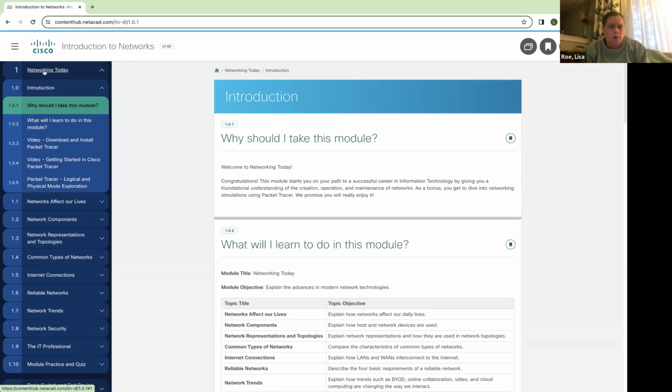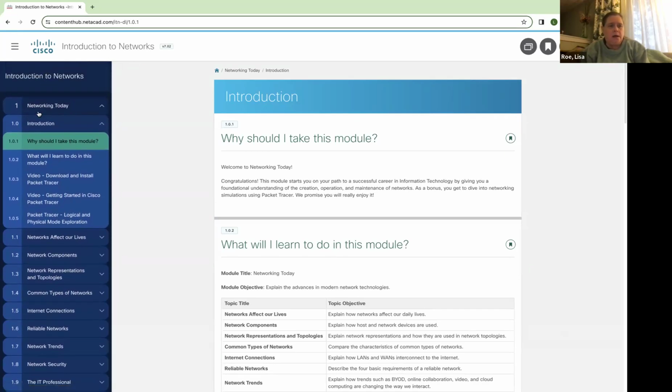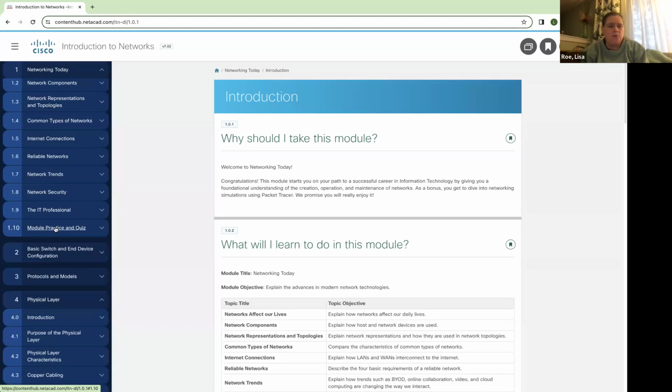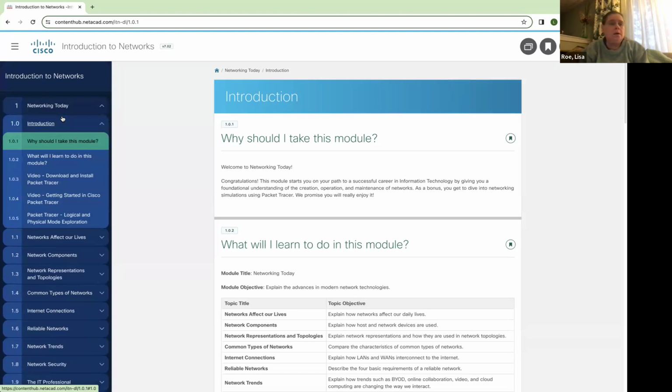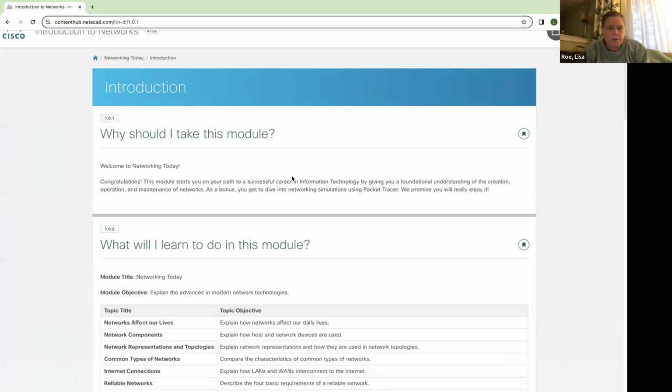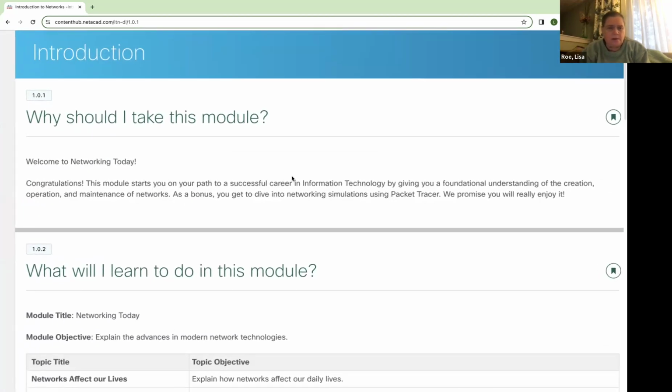So over here on the left, you can see that we are in networking today, module 1, and we're going to go through all the way down to the practice and a little quiz, and those you can do on your own. And I'll introduce that to you as part of the course. So with no further ado, let's get going. Make sure this is decent size for you.